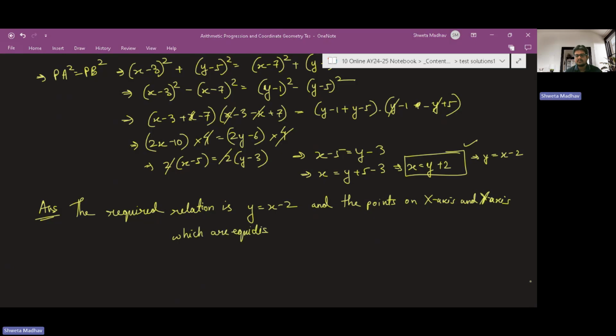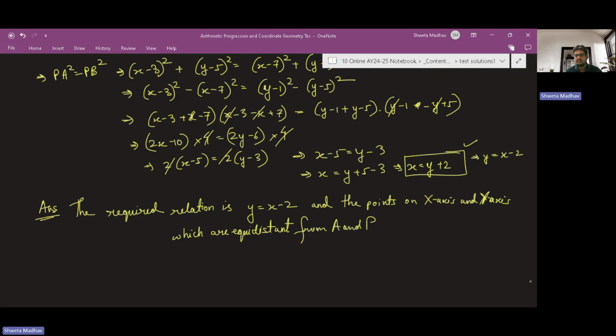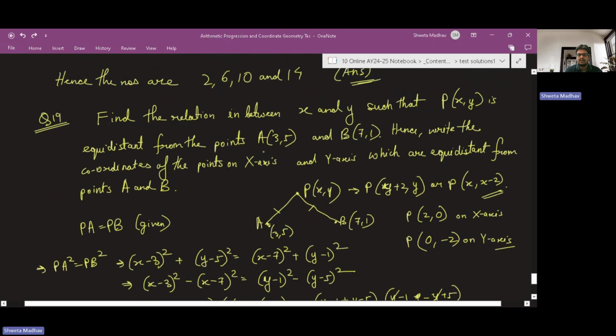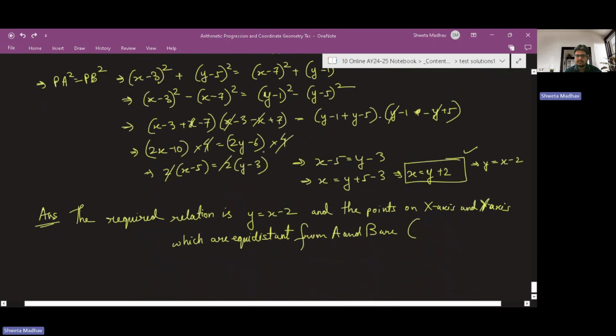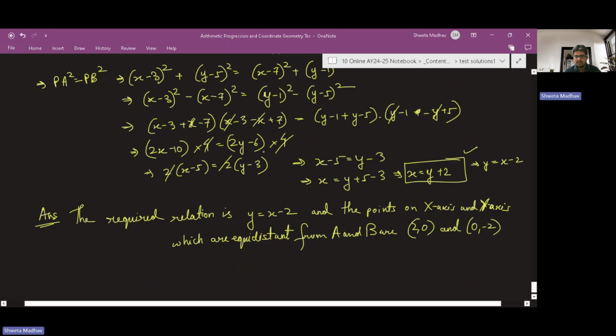The points equidistant from A and B are (2, 0) on the x-axis and (0, minus 2) on the y-axis respectively.